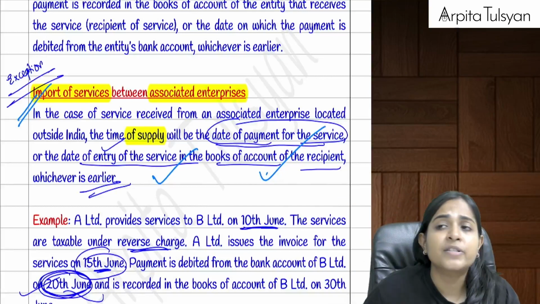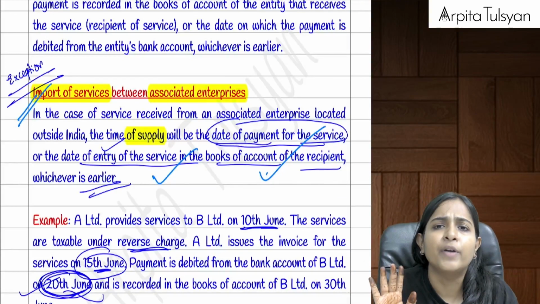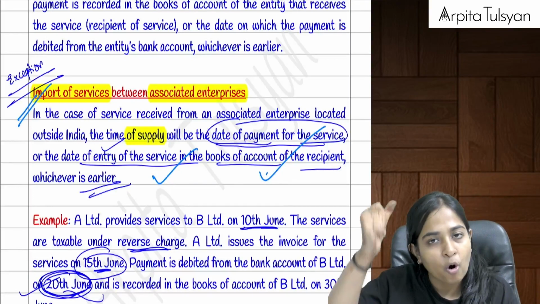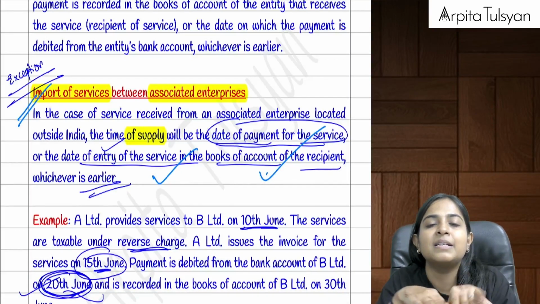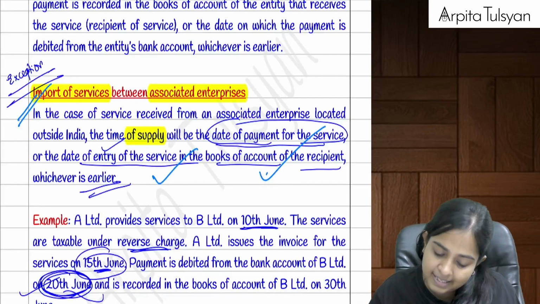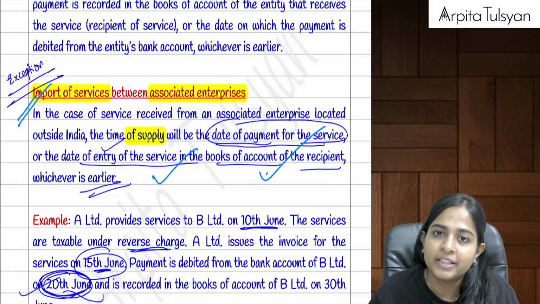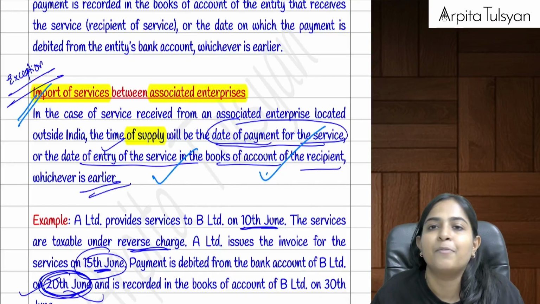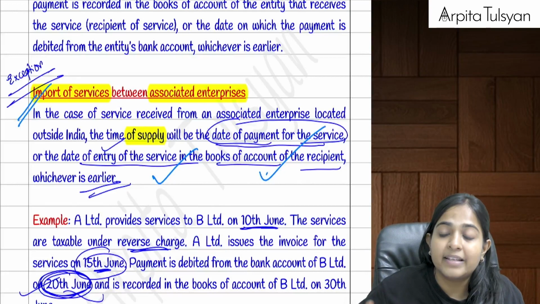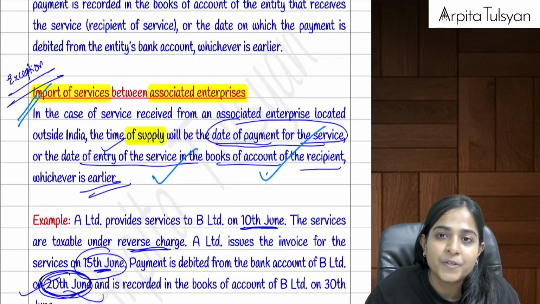In case of an associated enterprise, the government says I am not going to wait. Either the date when you are making the payment to your associated enterprise or the date when you are recording the receipt of service in your books of accounts, that will immediately become the time of supply. Are you clear with this? So this time of supply is applicable only when there is import of service from an associated enterprise.